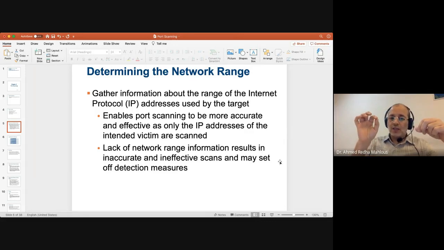Because if you don't know the network range and you don't have such information, you will waste your time. It's like you will be scanning randomly. Sometimes when you do port scanning, you might be detected by the defense devices located in your target. So it is very important to first know the network range in order to do proper and accurate port scanning.